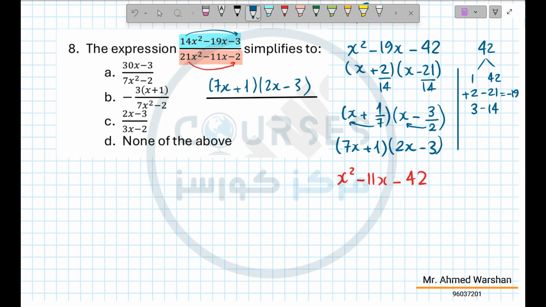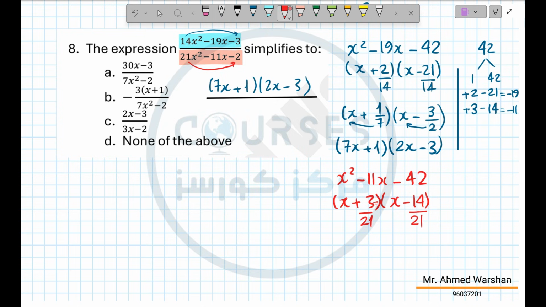The big number is negative, the small number is positive, so that gives indeed a negative 11. So yeah, this is the answer. So this is x plus 3 times x minus 14. We did the slide, don't forget the divide. So divide by 21, divide by 21.